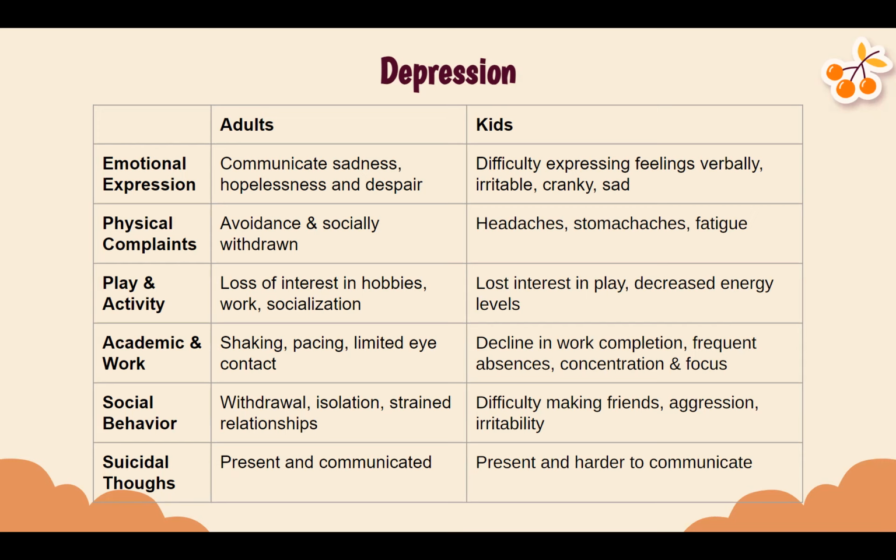Usually adults can communicate those thoughts. They're present and they can communicate. Kids, they're present and they're sometimes harder to communicate. So we have things in place like risk assessments. For little kids, ages kind of 0 to 10, risk assessments can be really hard.